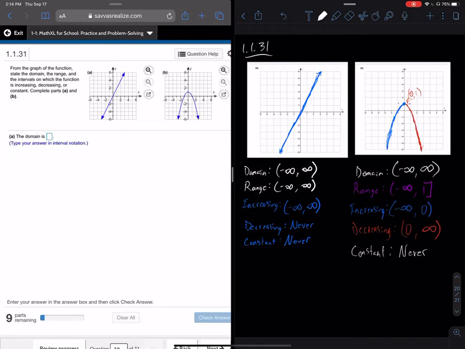Remember that increasing means going up left to right, and decreasing means going down left to right. Constant, I've mentioned this before, but constant would be if your graph was going up and then flattened out, or maybe went down and flattened out, or you just had a graph that was completely flat left to right. Okay, but it has to be horizontal at some point for it to be constant.